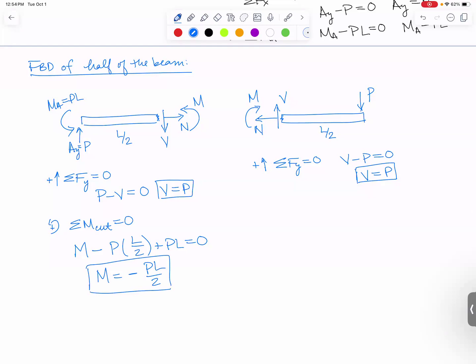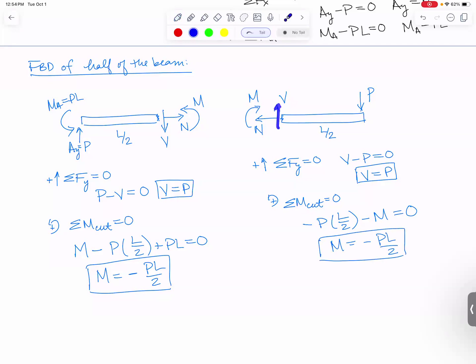And if I do this same thing on the other side, if I sum moments about the cut, N and V don't cause any kind of moment. P does, and it will be clockwise. So I'll have minus P, and the distance away is L over 2, and then also minus M. Bring M to the other side, and I get that M is minus PL over 2. Same thing that I got before. I just found the internal shear force and bending moment at one point along the beam.